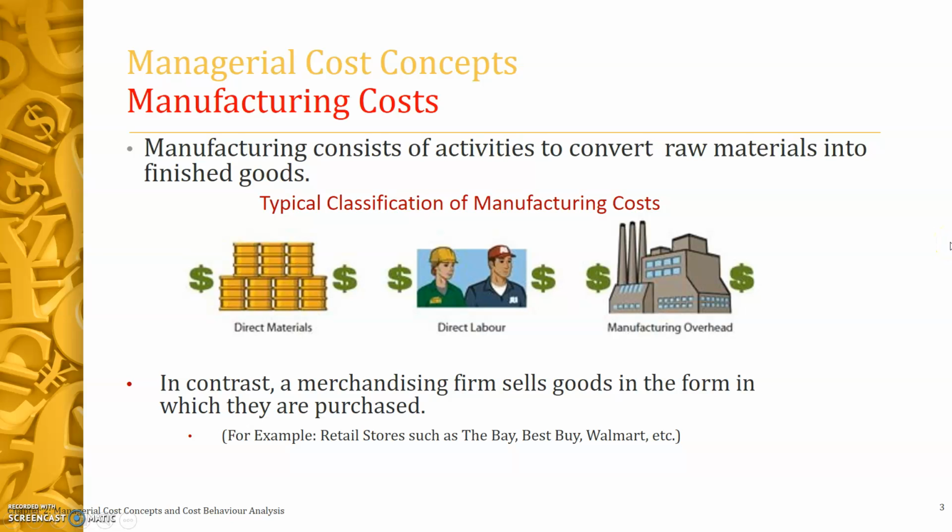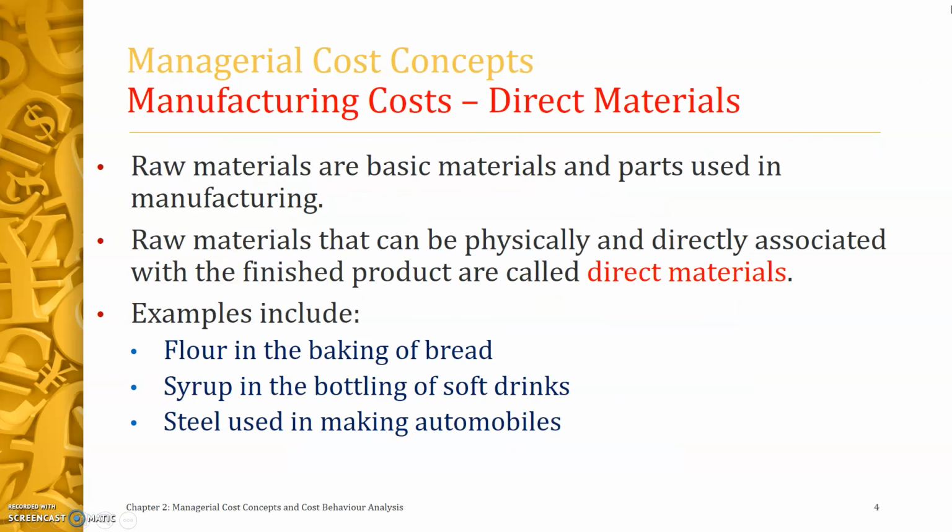Let's review the three classes of manufacturing costs, namely direct materials, direct labor, and manufacturing overheads, in a bit more detail. First of the three classes of manufacturing costs is direct materials. Direct materials are raw materials or basic materials and parts that are used in the manufacturing process. Let's take auto manufacturers such as Honda Canada, GM, or Ford Motor Companies as our example. They use steel, plastics, and tires as raw materials in making cars.